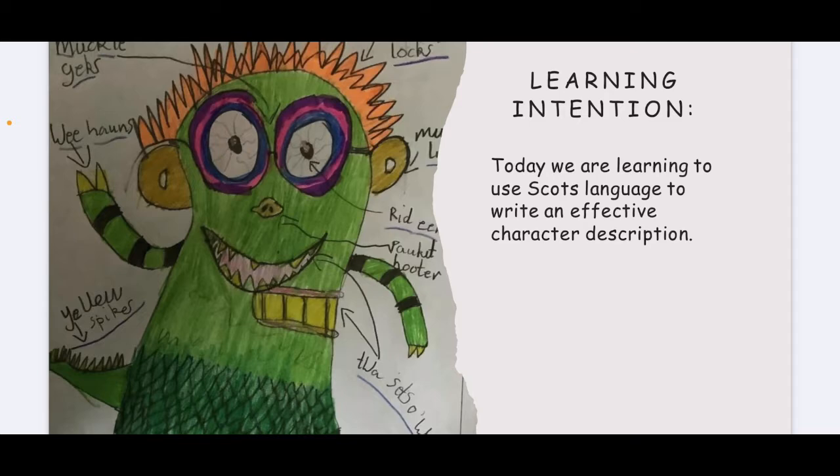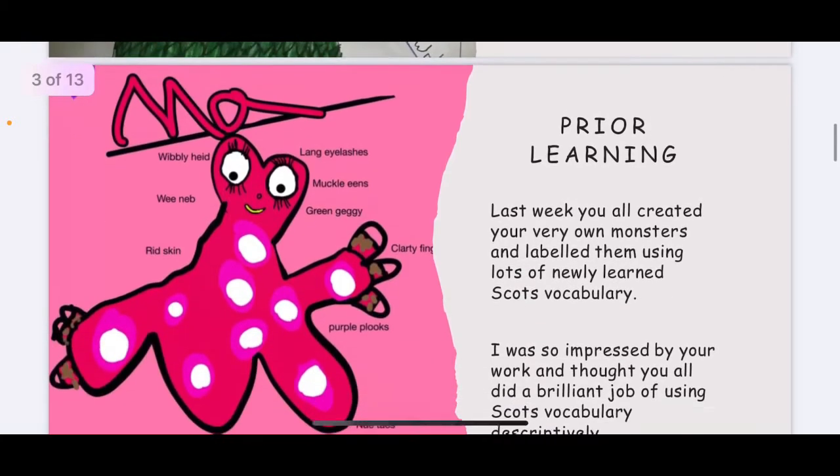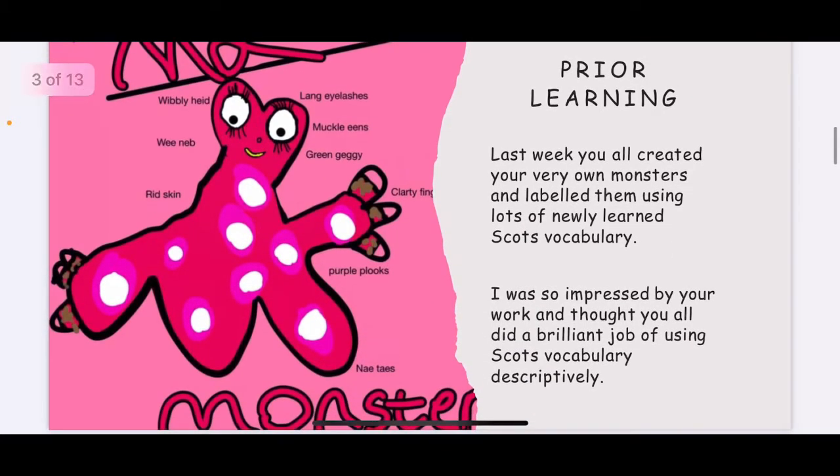And this one was Emily's monster. Well done, Emily. So last week we all created our very own monsters and labelled them using lots of newly learned Scots vocabulary. And Mrs. Walker and I were so impressed by all the work that you did and all the unique, wonderful, crazy monsters that we saw on Teams, and the amazing job you did of using Scots vocabulary descriptively.